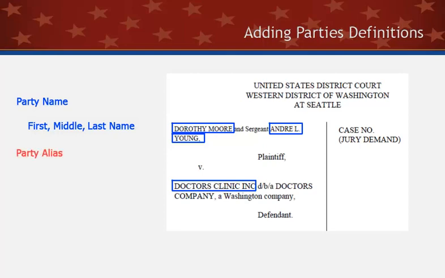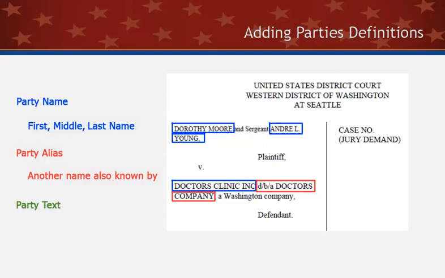Party alias, another name that a person or business is also known by. Often it's preceded by phrases such as also known as, or, aka, and doing business as, or, DBA. In this example we have one alias, Doctor's Company, which is preceded by, DBA.